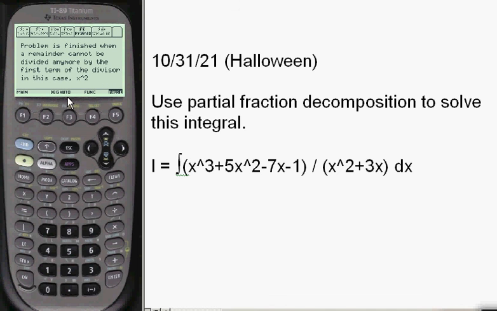The problem is finished in any long division when you can't divide the x squared here into any more terms of what you found, okay? So the problem is over. So then it turns out the answer is x plus 2, which we found as the quotient. And then here's the remainder, minus 13x minus 1, divided by the divisor.